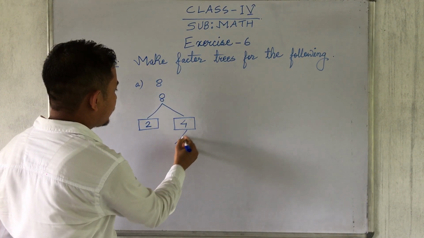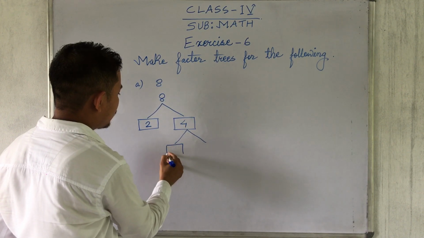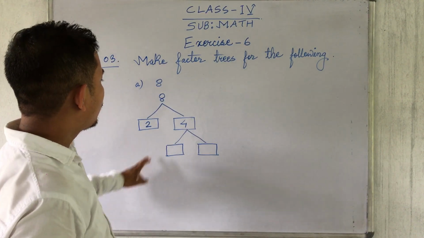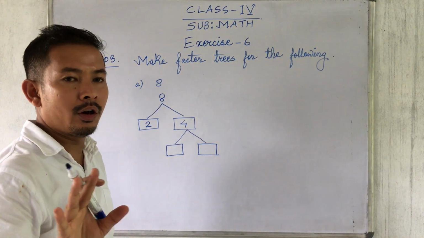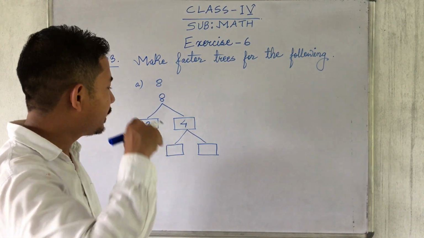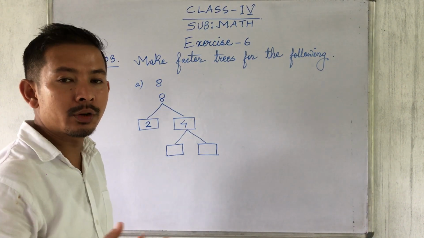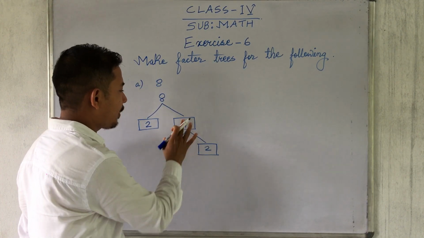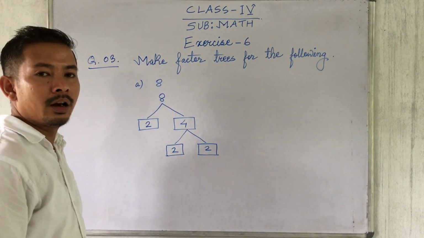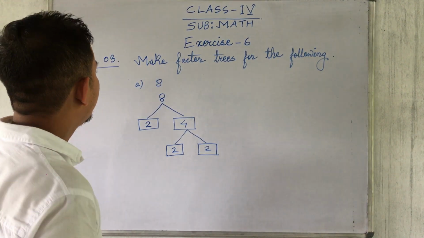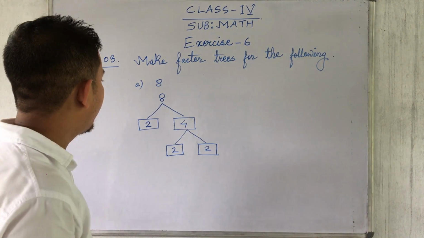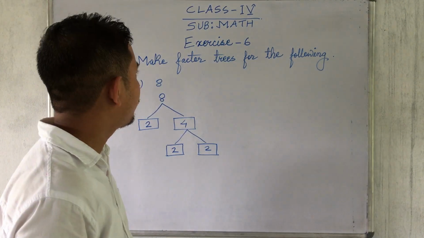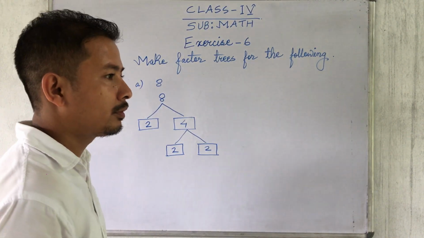On this side, you need to make 2 boxes. Now we need to find the factors of 4 also. So how many times 2 is 4? 2 times 2 is 4. That means this 2 is a factor of 4. Simple. Understood? So this is the way to do it. Using this method you can easily do it. This is the factor tree method to find the answer.